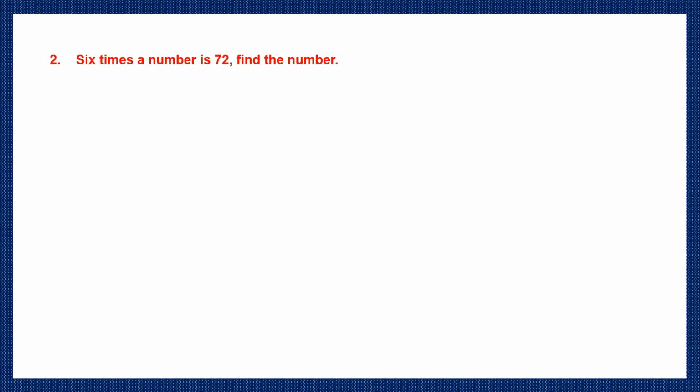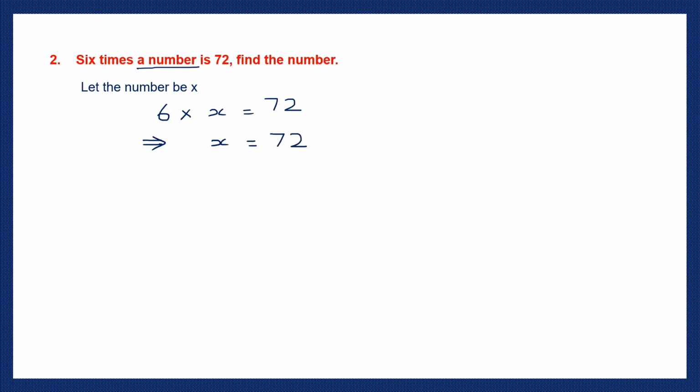Question 2. 6 times a number is 72. Find the number. So again, you're talking about an unknown number here. So let the number be x. So 6 times that number is 72. 6 times means 6 into x is equal to 72. Now we can find the value of x. So on the right hand side, we'll leave 72 as it is.